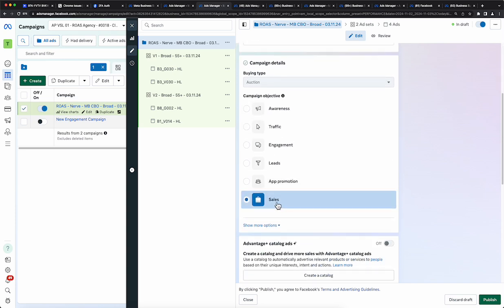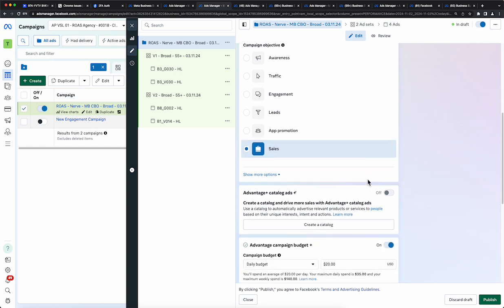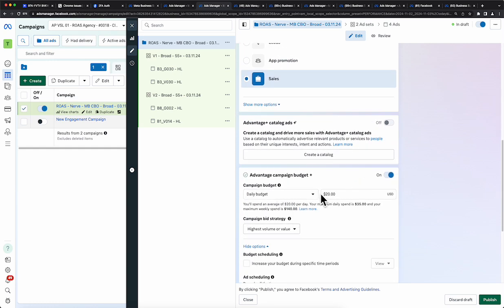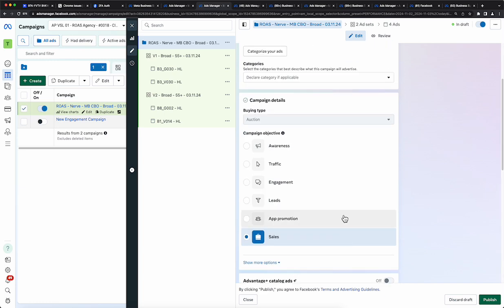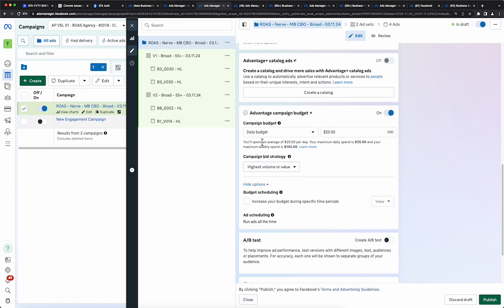So let's just scroll through. I'm on sales, always on sales, and always on manual sales campaign, never going with the Advantage Plus campaign or the Advantage Plus shopping campaign or whatever it is that they push. $20 per day. Here's my CBO or my campaign budget plus. And that's that. Bidding strategy is highest volume or value.